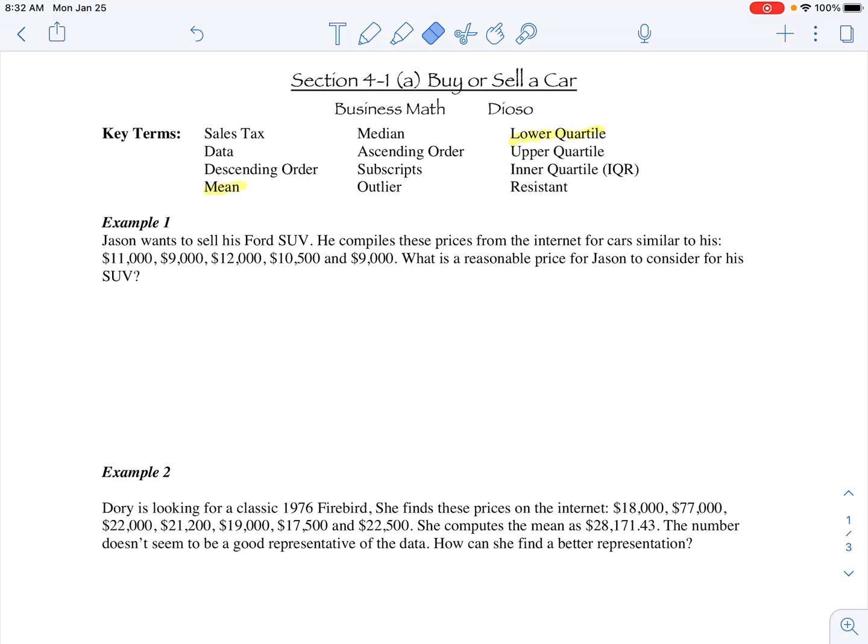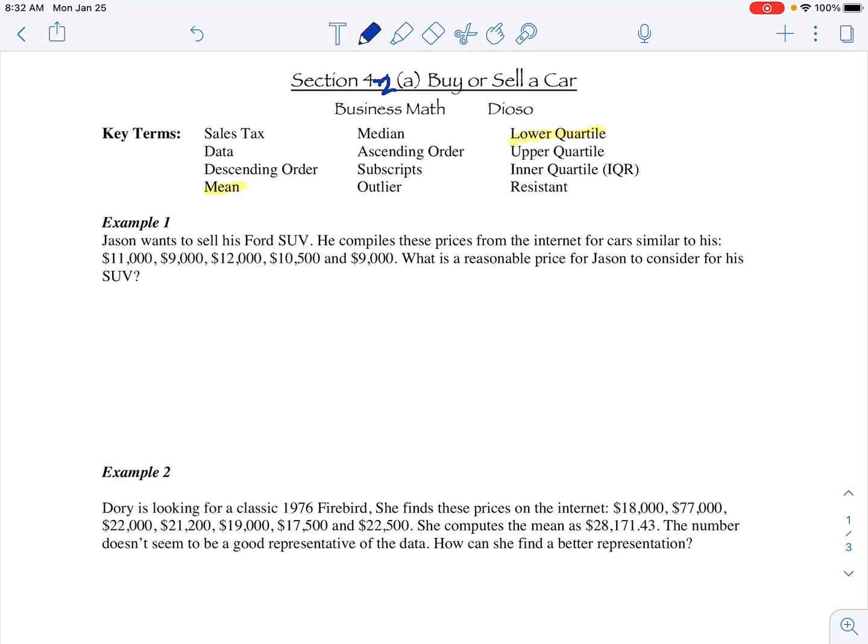Alright, so we are actually in lesson 4-2, not 4-1. And this is a buy or sell a car. There's two parts of it. On this part, you just have a worksheet to do. The homework will be on the second part. So this is 4-2, part A.